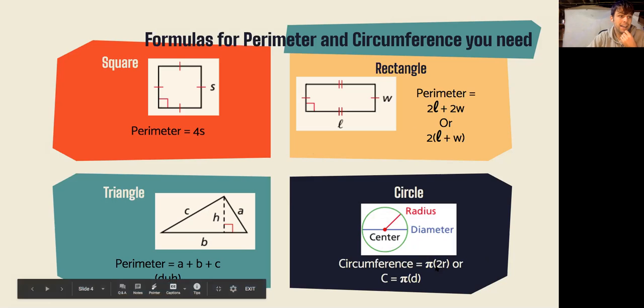We can do pi times 2 radius. So pi times 2 times the radius. Or we can do pi times the diameter. Those two things are the same, right? 2 times the radius and the diameter, those are the same thing. Because if you take the radius and multiply by 2, you have the length of the diameter.